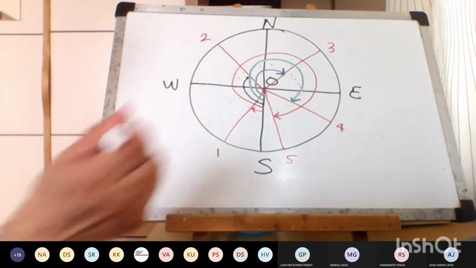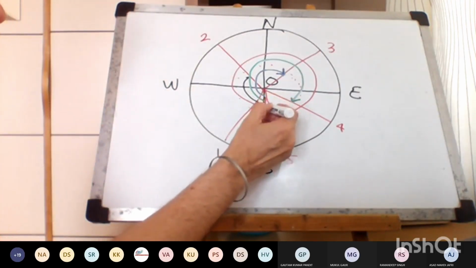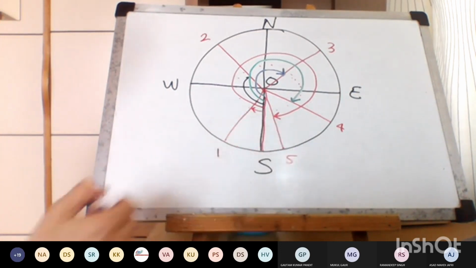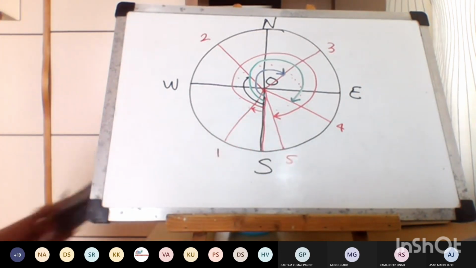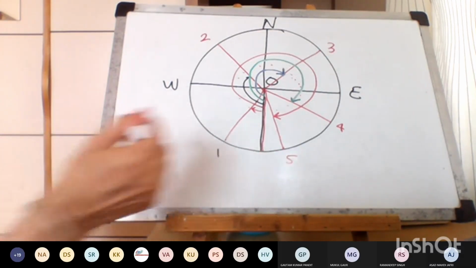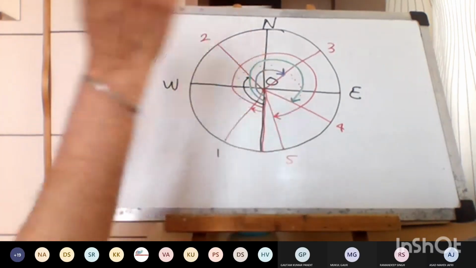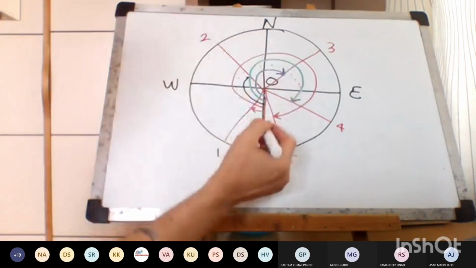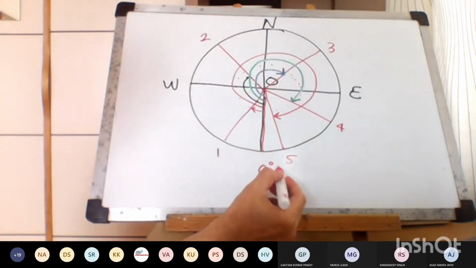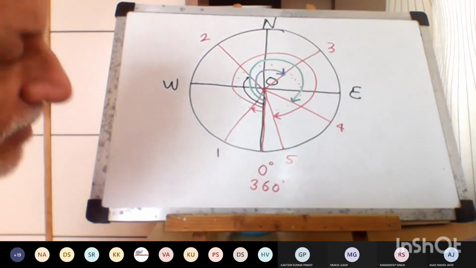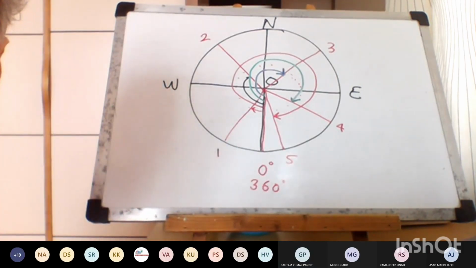If there is a body on the meridian, what will be the LHA? Sir, 0. If the body is on the meridian, that is over your head, the LHA will be 0 degrees or 360 degrees. Answer is correct.